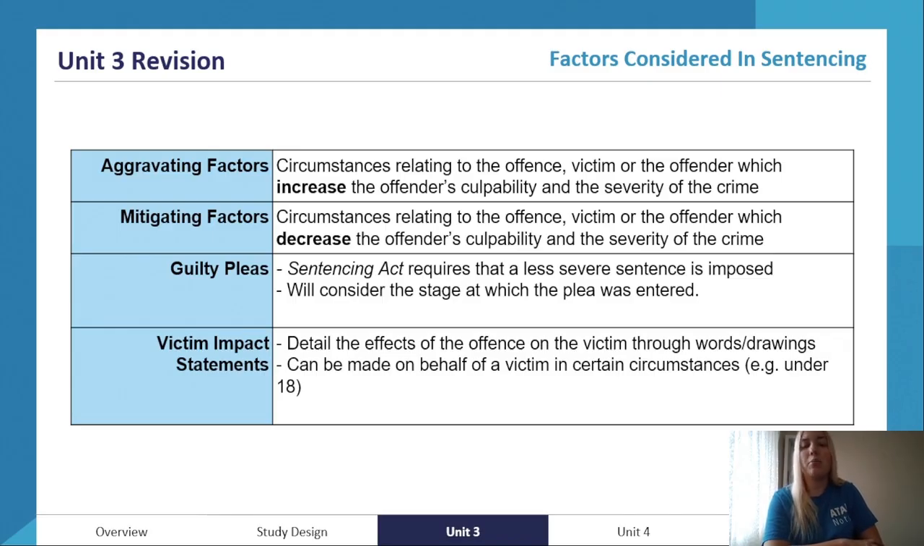Mitigating factors are the opposite. They decrease the offender's culpability and the severity of the crime. Guilty pleas are required to result in a less severe sentence by the Sentencing Act if the accused pleads guilty. They also, however, consider the stage at which the plea was entered. So the earlier you plead guilty, the more of a sentencing discount you will receive, and vice versa. If you plead later in the trial, you will not have a significant reduction in your sentence as much.